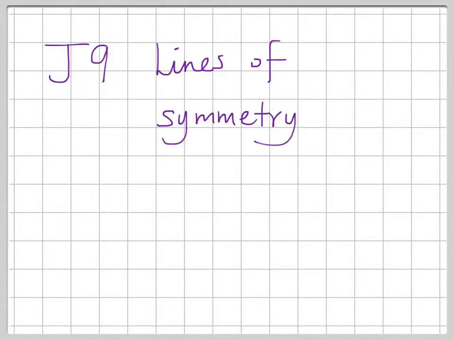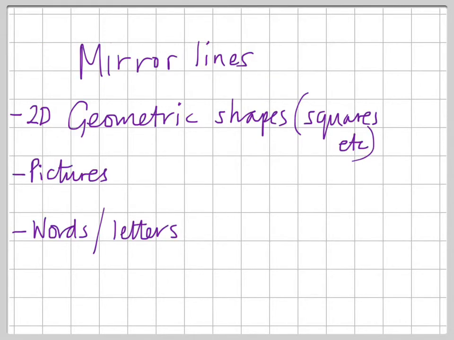J9 helps you with lines of symmetry. You get 3 types of questions for lines of symmetry or mirror lines, and some of them are based around geometric shapes like squares and rectangles and triangles. Some are based around pictures and some are based around words and letters.